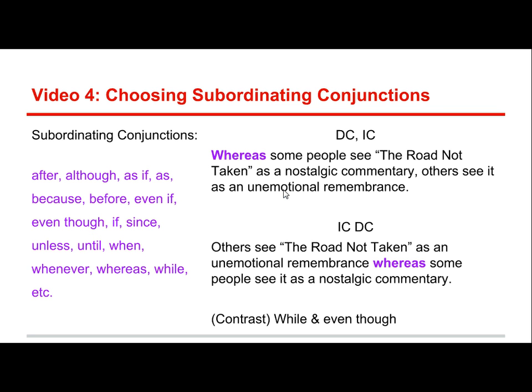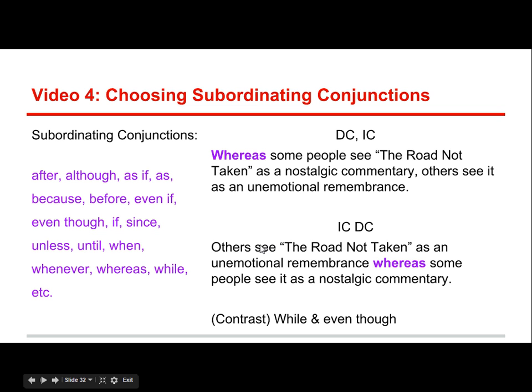Last, let's look at a subordinating conjunction that deals with contrasting, so showing the opposite. The one we're going to use is whereas, because that's not a common one we see. The other ones you might be familiar with are while and even though. So once again, I'm going to start with a dependent clause and attach it to an independent clause. Whereas some people see the road not taken as a nostalgic commentary, comma, okay, what? Where's my independent clause? Others see it as an unemotional remembrance. So here we're seeing opposing viewpoints, so that's why I'm using whereas.